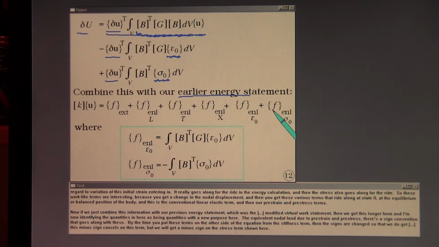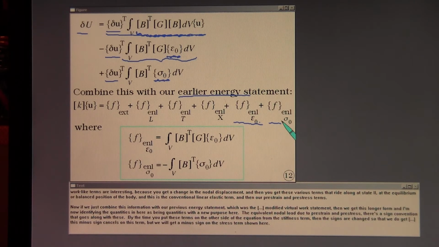And I'm now identifying the quantities in here as being quantities with a new purpose: the equivalent nodal load due to pre-strain and pre-stress. There's a sign convention that goes along with these. By the time you put these terms on the other side of the equation from the stiffness term, the signs are changed so that this minus sign cancels on this term, but we will get a minus sign on the stress term shown here.